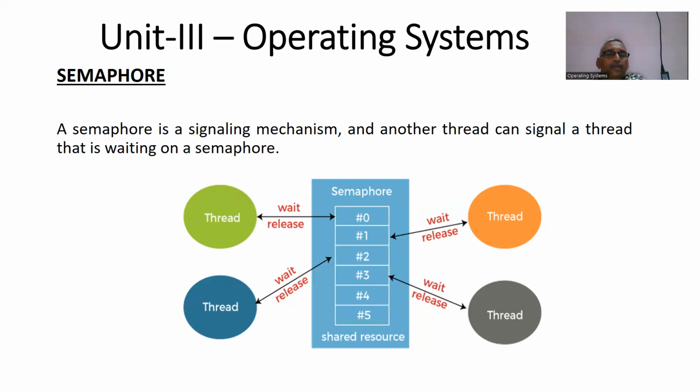The wait operation decrements the value of its argument S if it is positive. If S is negative or zero, then no operation is performed. Next one, signal for process synchronization. The signal operation increments the value of its argument S.